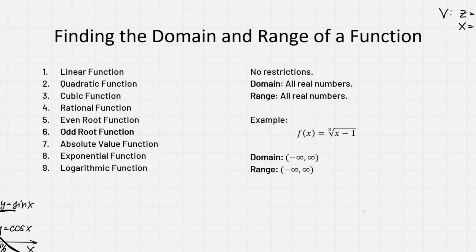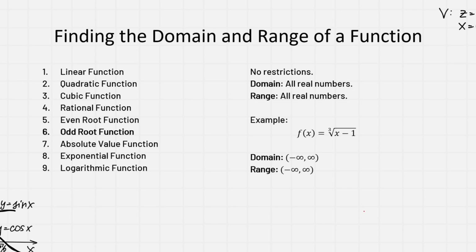Next, we have odd root function. In this case, the domain and range are all real numbers. An example of this is f of x equals the cube root of x minus 1.